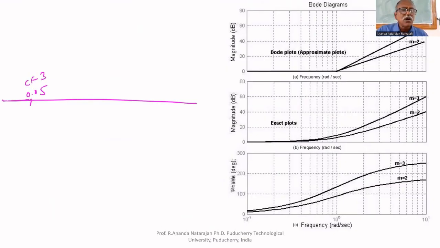Up to this, it is 0. After that, it decreases at the rate of minus 20 dB per decade because it is in the denominator. It is 1 by 20s plus 1. For that, the corner frequency is 1 by 20 equal to 0.05. Up to the corner frequency, it is 0. After that, it decreases 20 dB per decade.